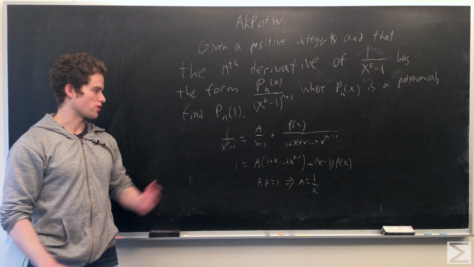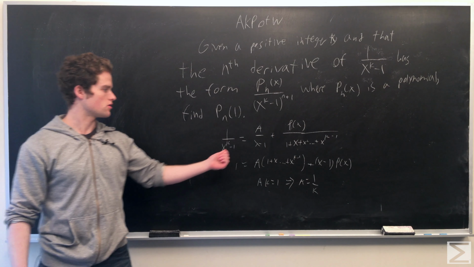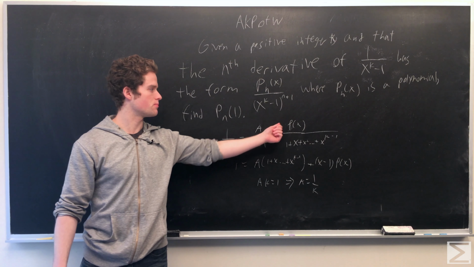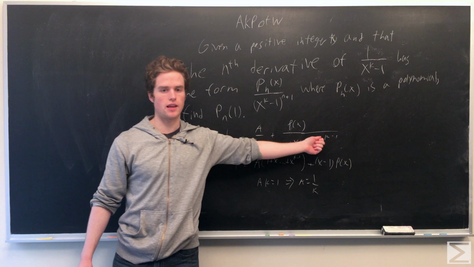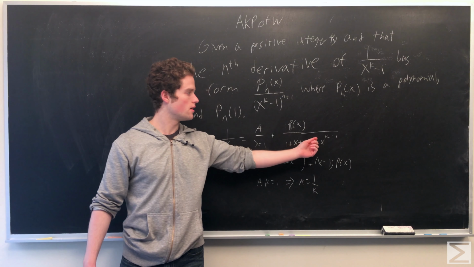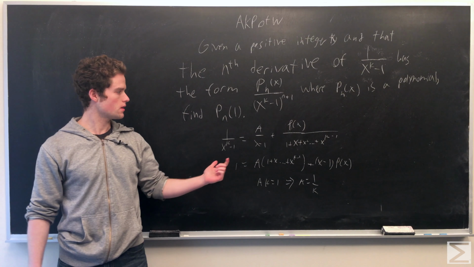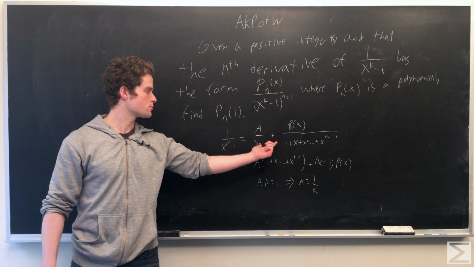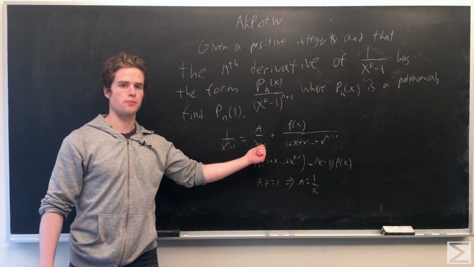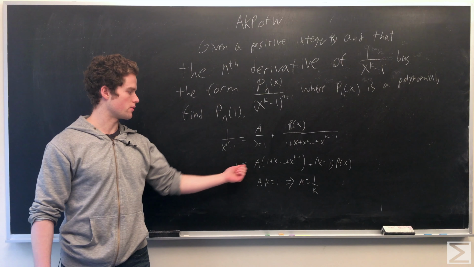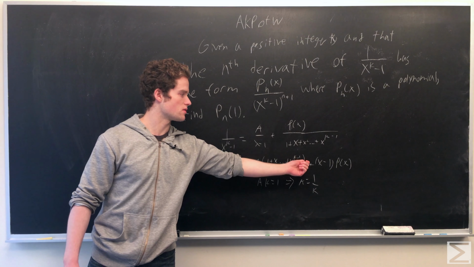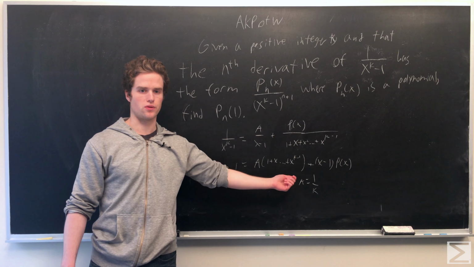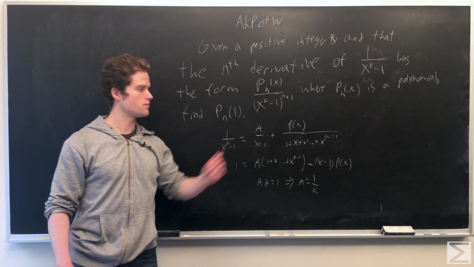So first thing we're going to do, we're going to break up 1 over x to the k minus 1 into two fractions. So it equals a over x minus 1 plus some polynomial of degree less than k minus 1 over 1 plus x plus dot dot dot plus x to the k minus 1. And so this is just the usual partial fraction decomposition. We're going to recombine them just to find our a value. And so 1 equals a times the sum plus x minus 1 times p of x. Plugging in x equals 1, we get a times k equals 1, or a equals 1 over k. And so that gives us a.